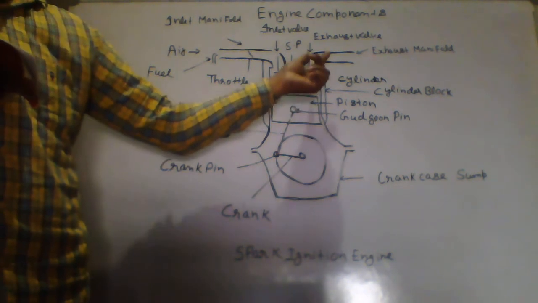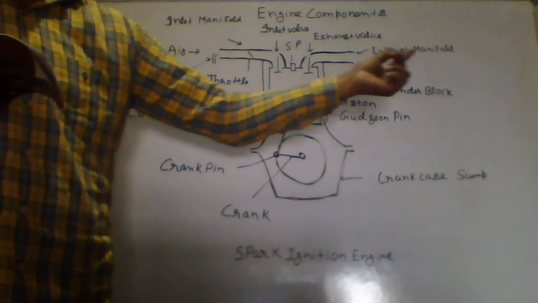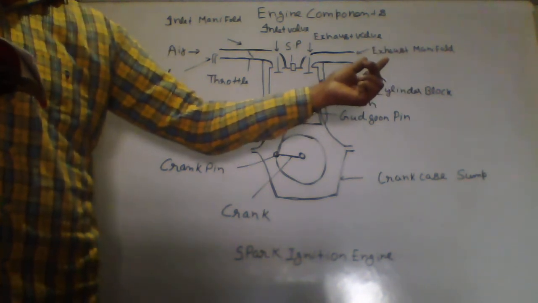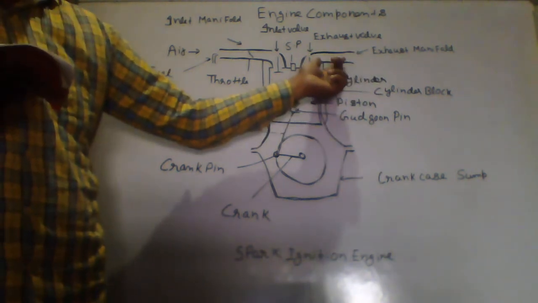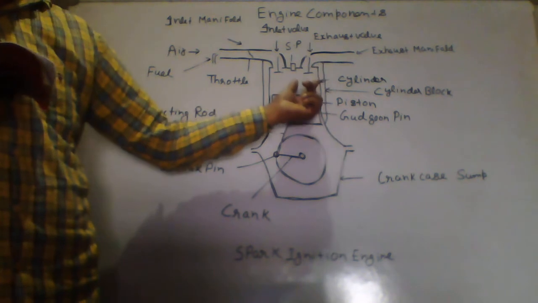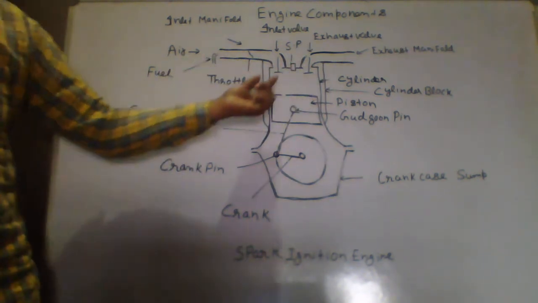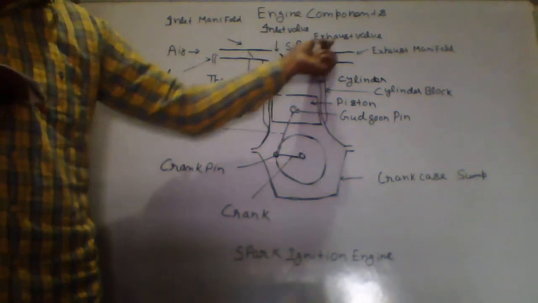Okay, this exhaust system, because after this, the exhaust gases will go through some processes. Exhaust gases won't go into the atmosphere, they will just go to the exhaust system. Okay, so this is your exhaust manifold, and this is your exhaust valve. The next is inlet and exhaust valve. This is your inlet valve, this is your inlet valve, this is your exhaust valve.